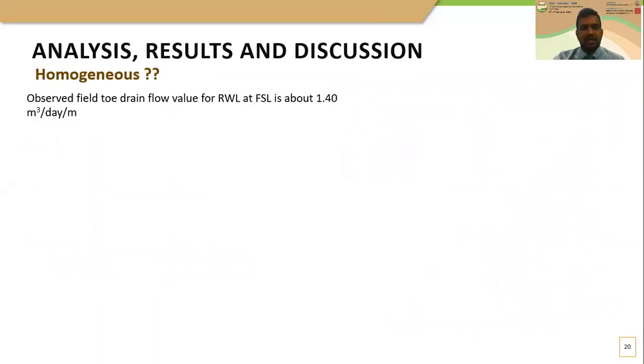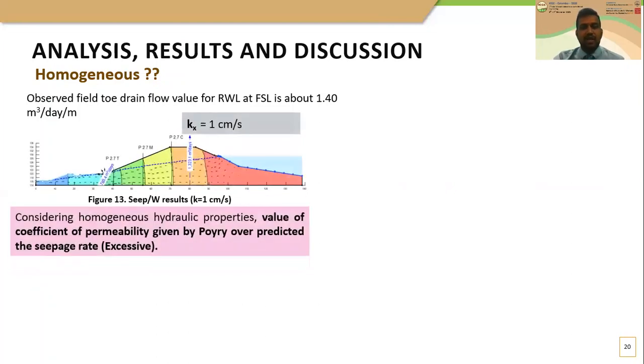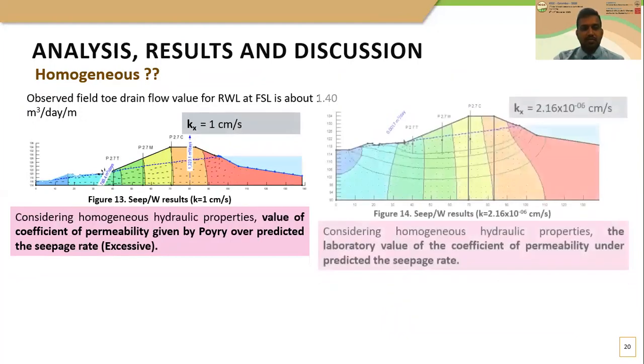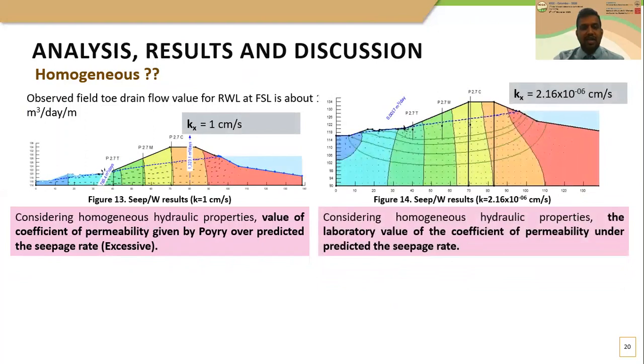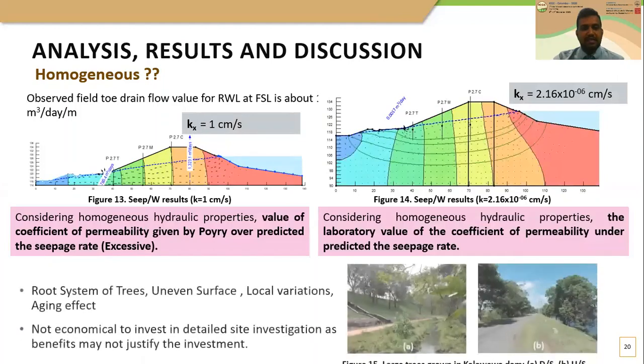Now the doubt is whether the dam is behaving as homogeneous or not. Observed flux at the Peradeniya is about 1.4 cubic meters per day per meter length for full supply level. But when I use Poirot's K value, it comes around 785 cubic meters per day. And when I use K values given by the laboratory data, it shows a value of around 0.0017 cubic meters per day. So what is the reason behind that?